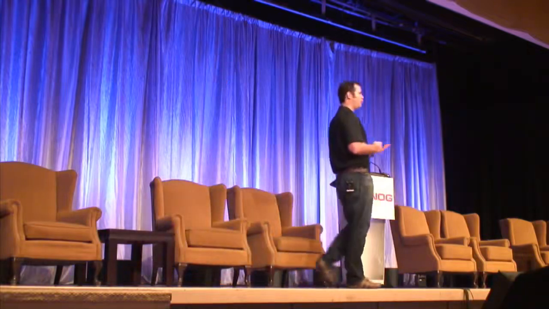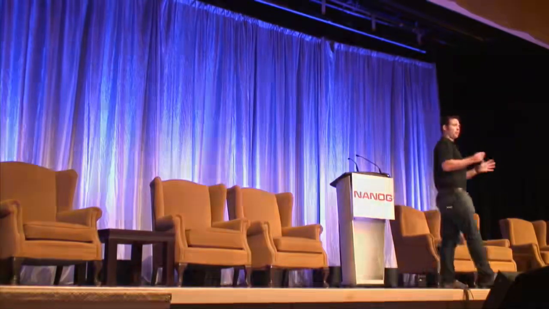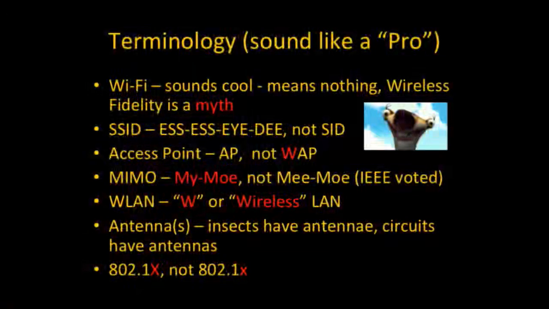And antennas is also an interesting one. What's the plural way of saying antenna? It turns out both are plural ways of saying antenna. It just depends on which field of study you're talking about. So insects have antennae. RF circuits, electronics, have antennas.